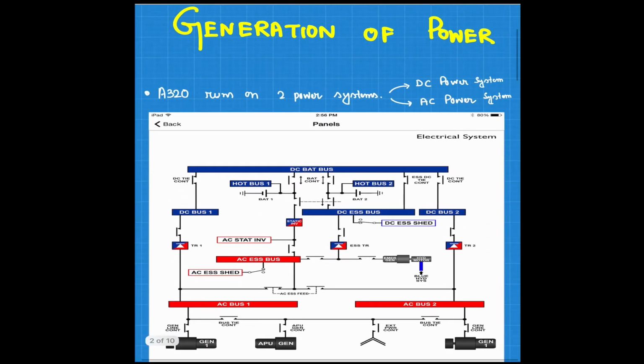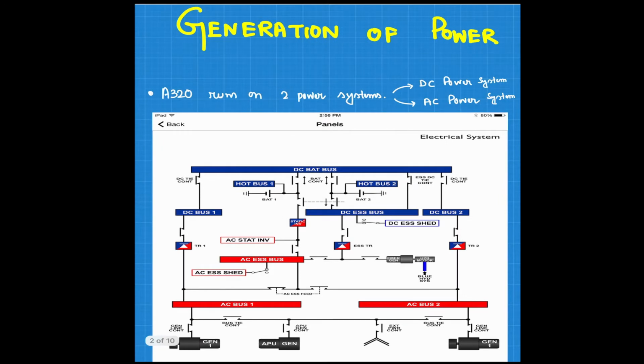First of all, the generation of power. Like each and every aircraft, the Airbus A320 has two systems: a DC power system and an AC power system. Some components run on DC power, so the electricity is provided by the DC power system, and some components run on AC power, so those are provided by the AC power system.